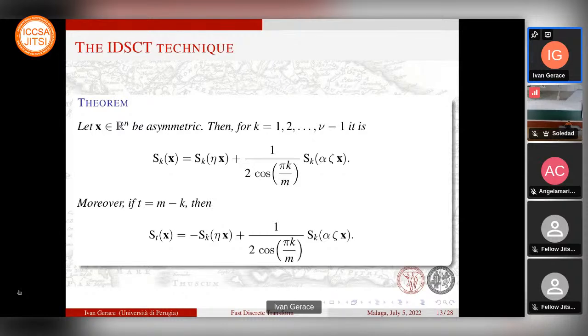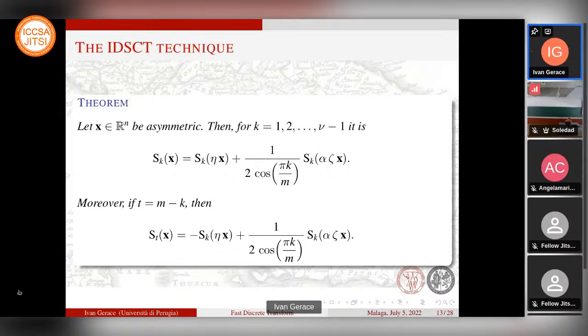And the same we do with the S function. So we prove a theorem that if X is an asymmetric vector, then for k that goes from 1 to n over 4 minus 1, we can compute S by this formula. If k goes from n over 4 plus 1 to n over 2 minus 1, we can use this formula. Note that the one case that is not considered here is the case k equal to n over 4.